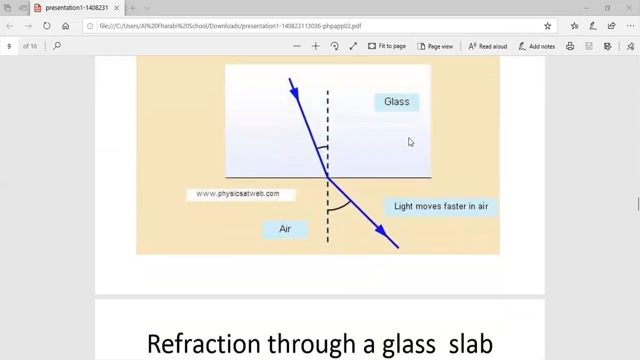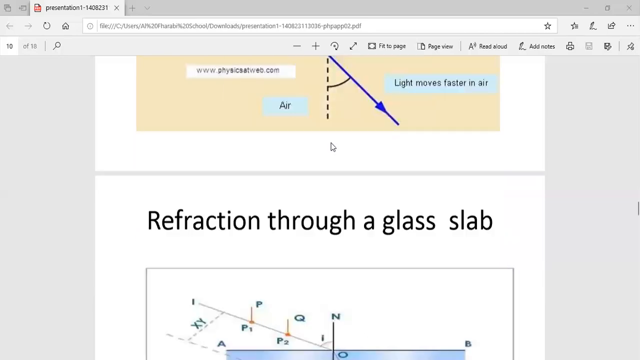Now, as you can see here, this is the glass, that's air. The light is passing from glass to air. What will happen? As you can see, this is the angle of incidence now, it's so small, while the angle of refraction is so big. Why? Because light moves faster in air. That means that the angle of refraction here will be so big, bigger than the angle of incidence.